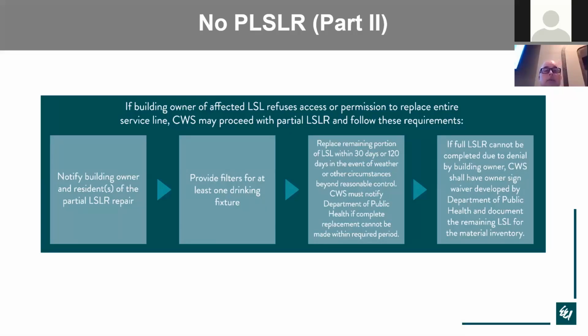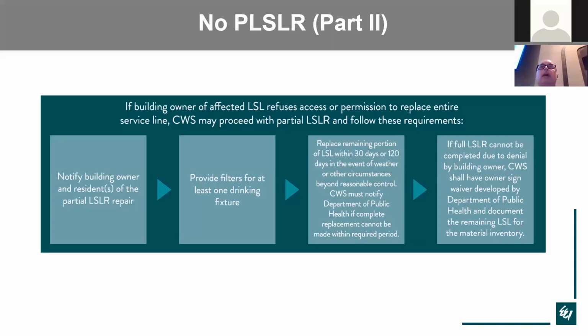Now, you also have the notification in the third box there within 30. So from a seasonal perspective, if it's in the middle of the winter and there's an issue, you do have time to be able to wait. If you can't replace the lead service line, then you've got the 120 days. Otherwise, it's the 30 days.